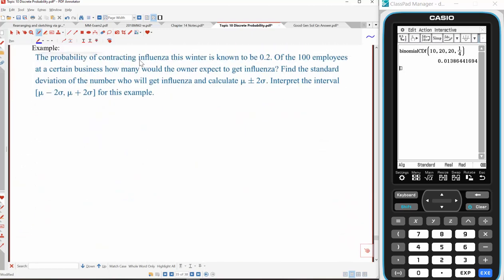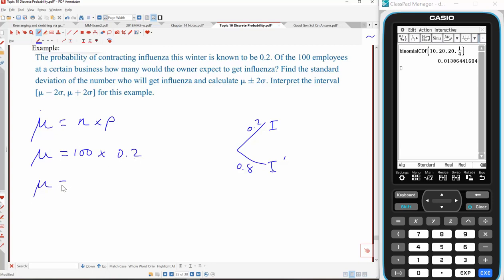The probability of contracting influenza this winter is known to be 0.2. So either you get influenza or you don't get influenza: 0.2, 0.8. Of the 100 employees at a certain business, how many would the owner expect to get influenza? So that's the expected value. That's mu equals n times p. So we've got 100 employees, and the probability that they'll get the flu is 0.2. The expected value is equal to 20.